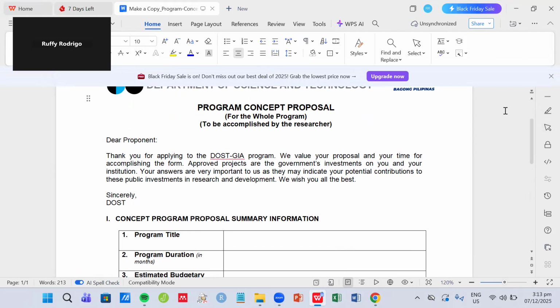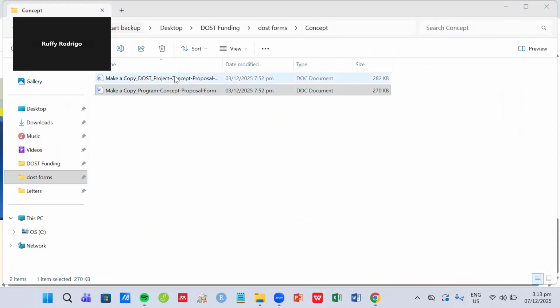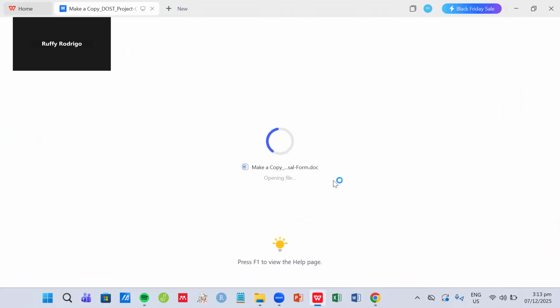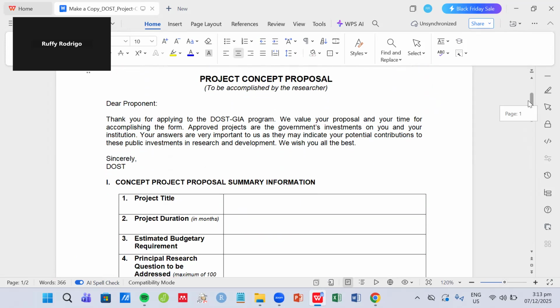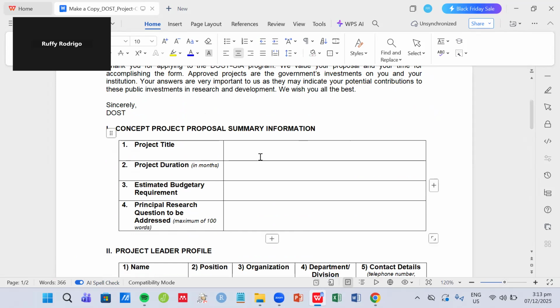But if you're an early researcher, I think you can go through and propose a project, not a program. So here it's project title, so it's more manageable, I would say. So here are the project title, the project duration, estimated budget, and the principal research questions to be addressed. So this is only two pages. I'll try to show you how I filled in this form.